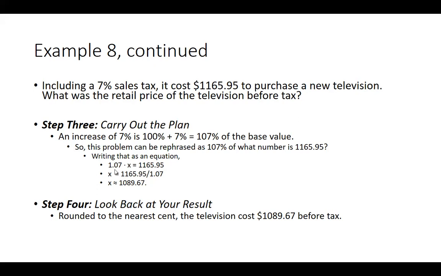Let's algebra it up. Get rid of multiplying by 1.07 by dividing by 1.07. And when we divide 1165.95 by 1.07, we get approximately 1,089.67. So rounded to the nearest cent, the television cost $1,089.67 before tax.